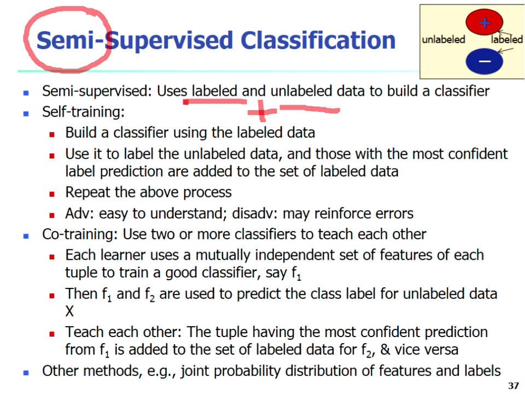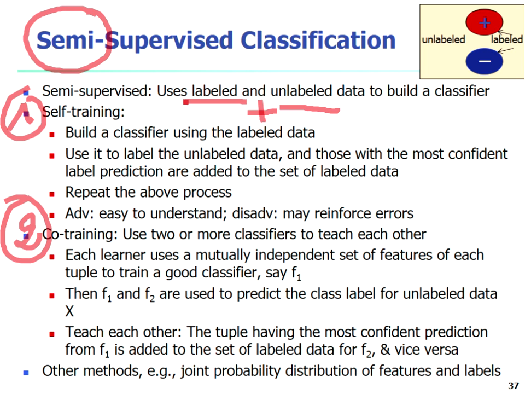The first is self-training. That means we will build a classifier using the labeled data, and after that we will use it to label the unlabeled data, and those with the most confident label prediction are added to the set of labeled data. We will repeat the above process, and for this reason we talk about self-training. The advantage is that it is easy to understand, but the disadvantage is that it may reinforce errors. This is the first manner to do semi-supervised classification.